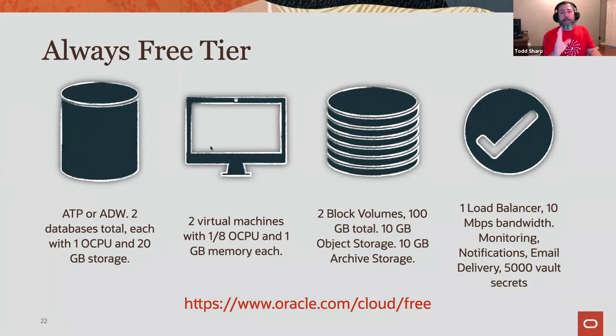You can get forever, for free, 2 autonomous database instances, up to 20 gigs of storage, 2 virtual machines. Now, they say 1/8 of a CPU and 1 gig of RAM each, but honestly, for a side project, for a blog, for a forum, things like this, I've run all of these types of things on the free tier, and the machines are perfectly capable machines to handle minor workloads like that. You get 2 block volumes, basically your boot volumes, 50 gigs each. You get 10 gigs of object storage and archive storage, and a load balancer. You get a certain amount of bandwidth.